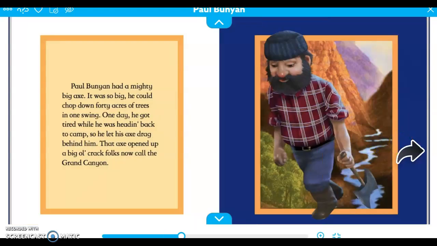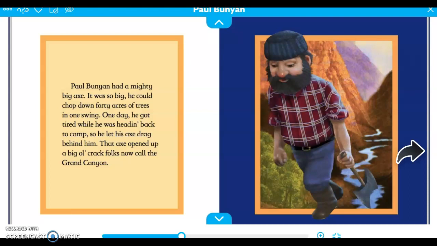Paul Bunyan had a mighty big axe. It was so big, he could chop down 40 acres of trees in one swing. One day, he got tired while he was heading back to camp, so he let his axe drag behind him. That axe opened up a big old crack folks now call the Grand Canyon.